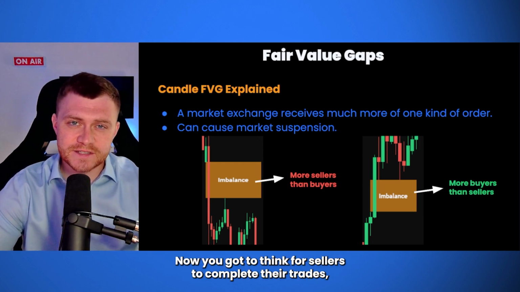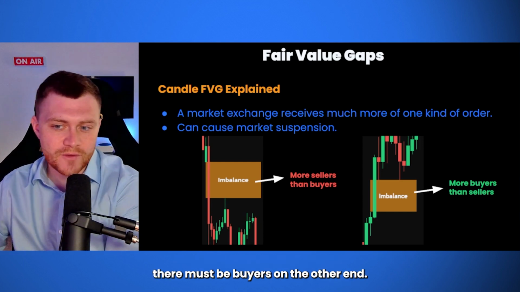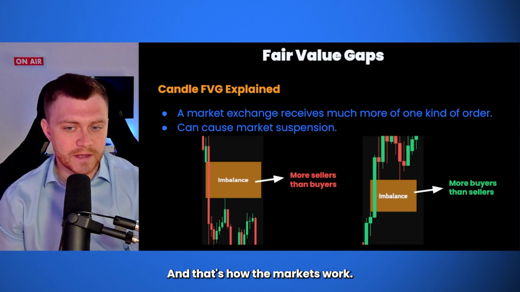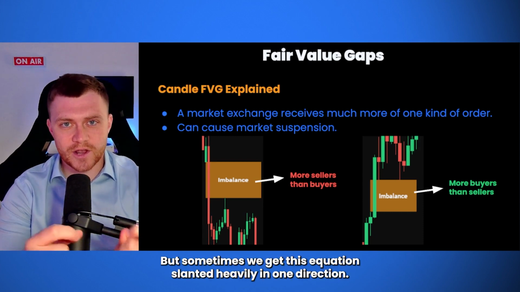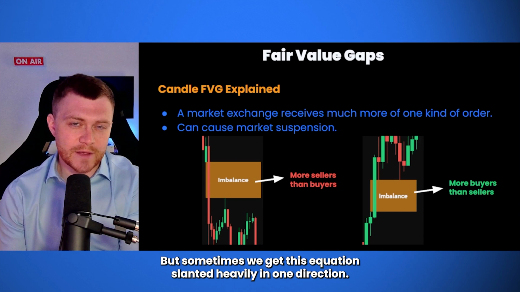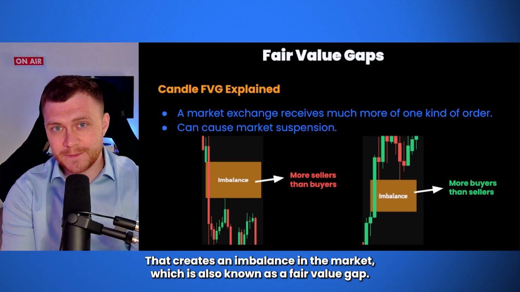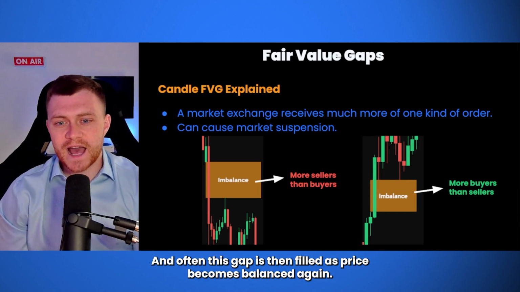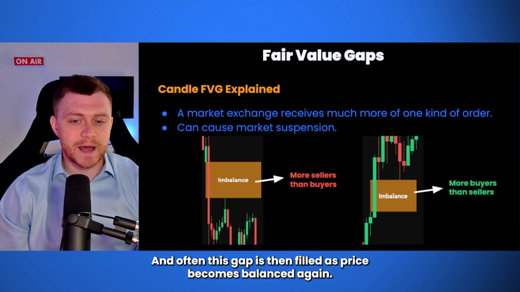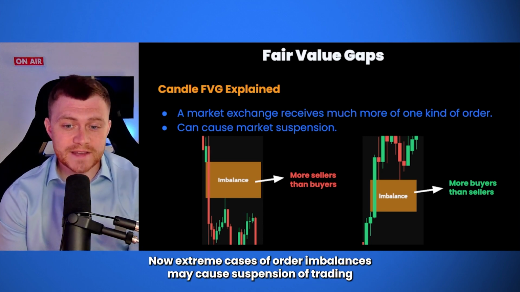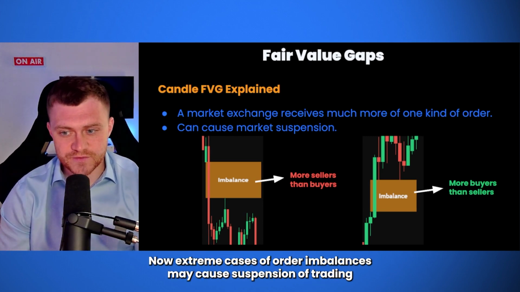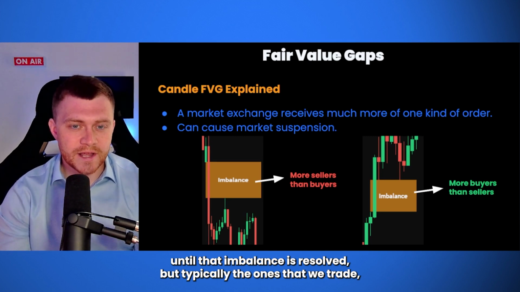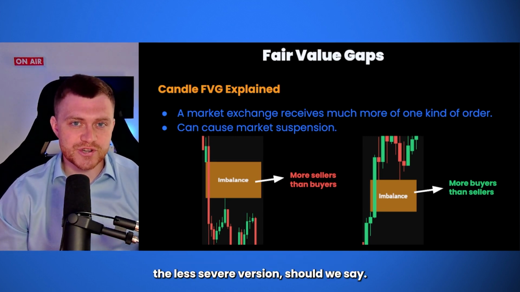Now you've got to think, for sellers to complete their trades there must be buyers on the other end, and for buyers to complete their trades there must be sellers on the other end. That's how the markets work. But sometimes we get this equation slanted heavily in one direction. That creates an imbalance in the market, which is also known as a fair value gap, and often this gap is then filled as price becomes balanced again. Now, extreme cases of order imbalances may cause suspension of trading until that imbalance is resolved, but typically the ones that we trade are the less severe versions, shall we say.